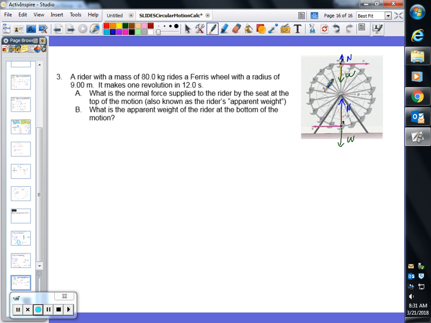Can the value of W change, though? It's always equal to M times G, so what has to change? What does it feel like when you go over the top of the Ferris wheel? Not quite, but you feel lighter. Okay? What if we went the right speed? What if we went the right speed with the right radius? Because the centripetal force has to be equal to mv squared over r, right? So in this case, hold on.